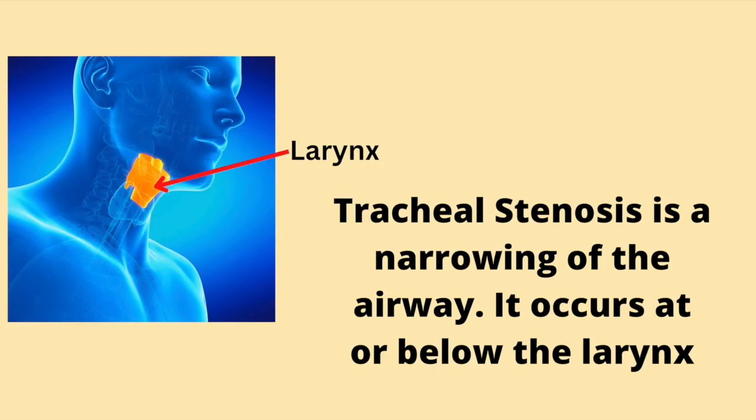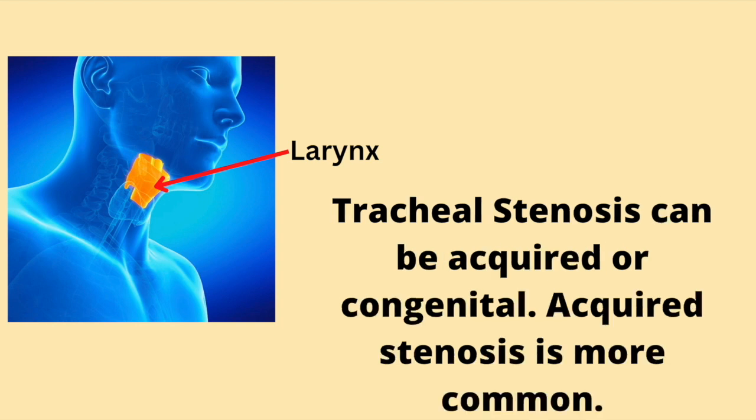Tracheal stenosis is a narrowing of the airway which can occur at or below the larynx. It can be acquired or congenital. Acquired tracheal stenosis is more common than congenital. For this video, I'll focus on acquired tracheal stenosis due to a tracheostomy tube.